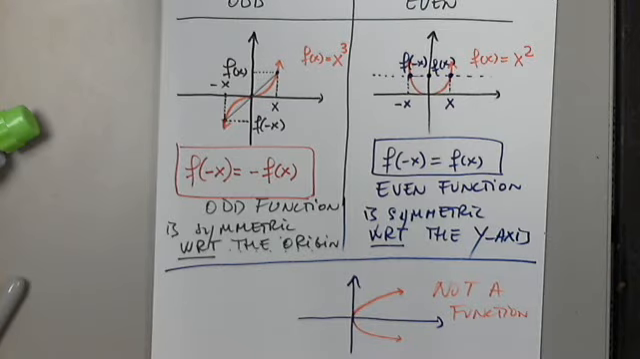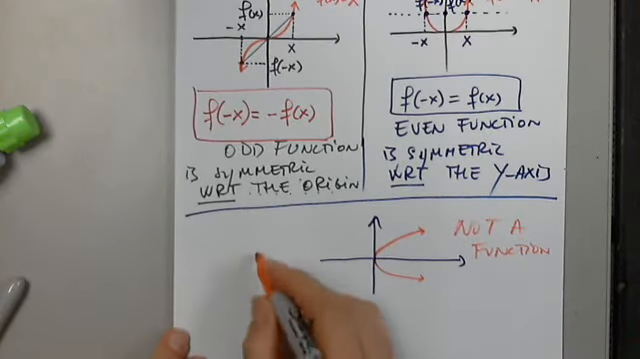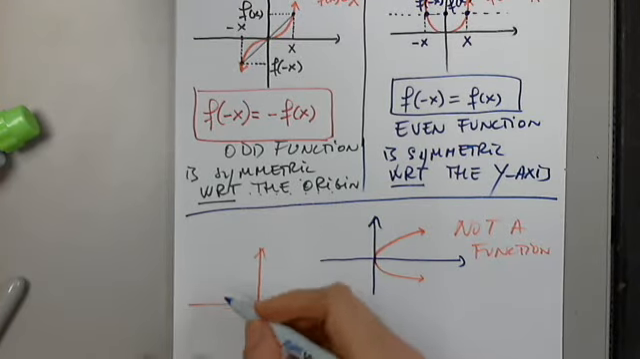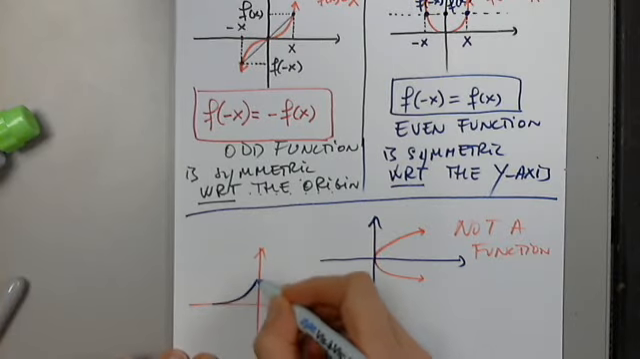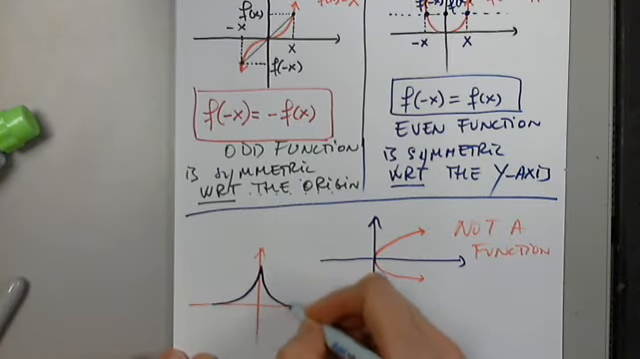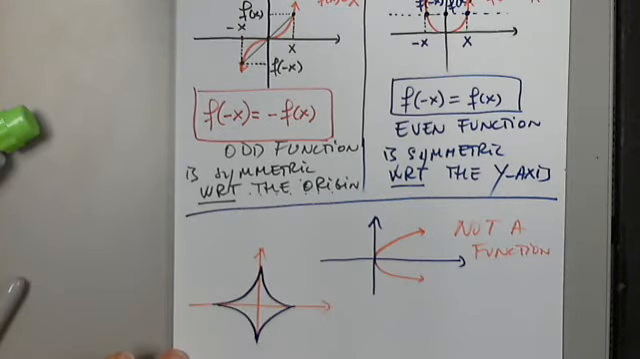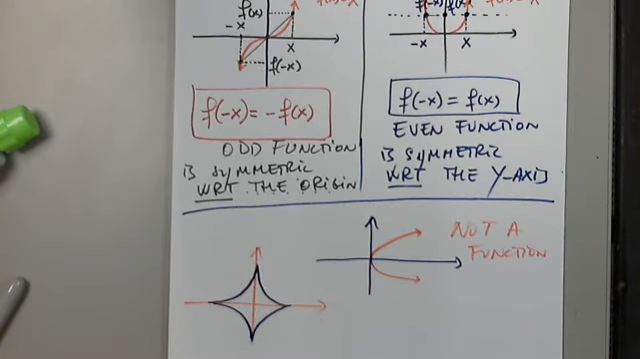Here is an example. You will see this later. Here's a very good example of an equation that is symmetric with respect to everything, all three: symmetric with respect to the origin, the y-axis, and the x-axis. But it's not a function.